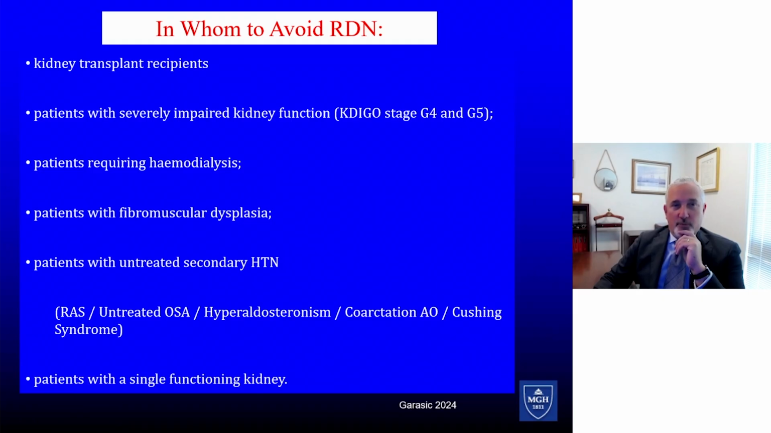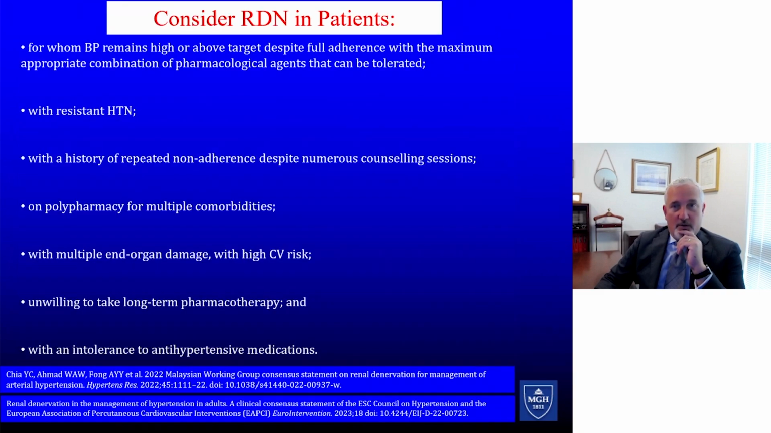Who shouldn't you do renal denervation in? Kidney transplant patients, those with severe renal insufficiency, and at present, probably lone kidney patients, but not so clear because they wouldn't have been included in these trials. No data on the hemodialysis patients, not for the fibromuscular dysplasia patients, and not for patients who have other secondary causes of hypertension. So these need to be investigated first.